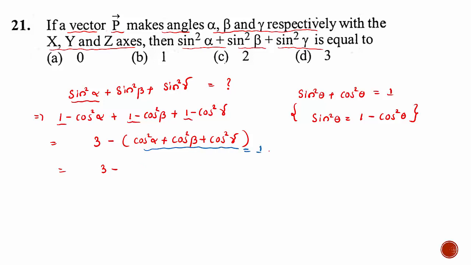This is equal to 1 because the sum of squares of direction cosines of the vector is always unity. You have studied in direction cosine vectors. Remember that value. So in place of cos square alpha, cos square beta, cos square gamma, we can write 1. 3 minus 1 is 2. So the right answer is option D, that is 2.